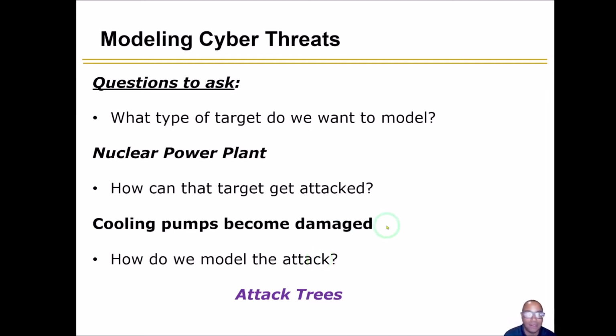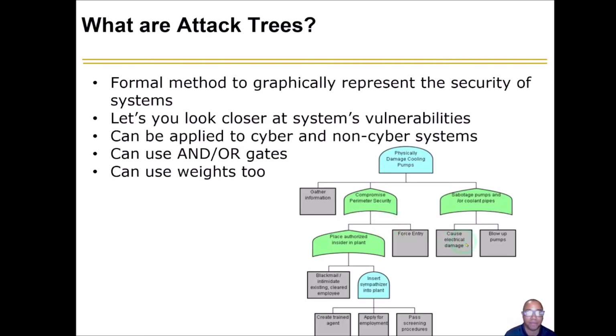So let's actually see what one looks like. So here's an attack tree. And what is an attack tree? An attack tree is a formal method to represent the decisions that take place in a system. And specifically, it's how we would represent graphically the security of a system, of a network. So we're going to be using something like this, these attack trees, in order to represent what the vulnerabilities are of one of our systems.